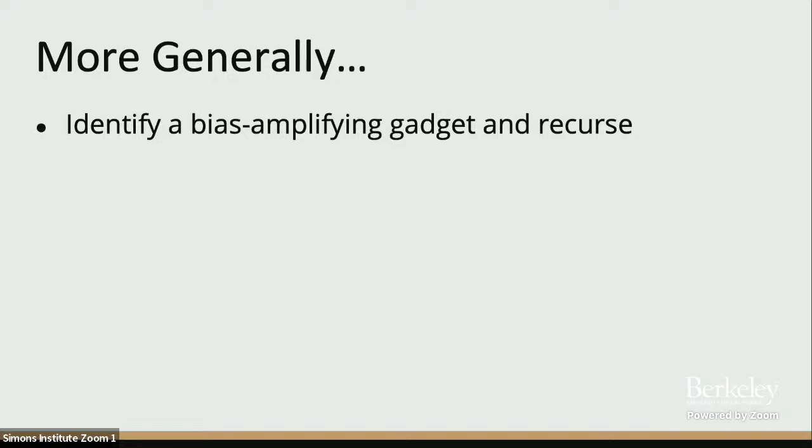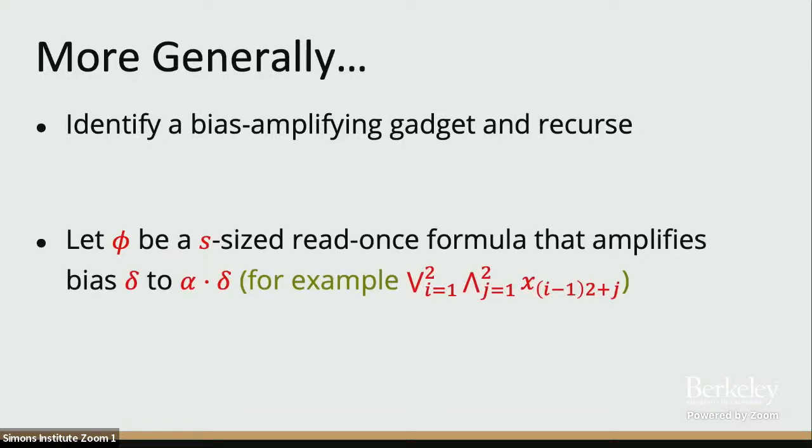Okay, so more generally, what we are doing is we are identifying a bias amplifying gadget, and we are recursing. In the previous few slides, the bias amplifying gadget was the tribes function, but now maybe we can choose some other gadget and then recurse on it. Let's say we still want the gadget to be a read-once Boolean formula. Then let's say phi is a read-once Boolean formula that amplifies bias from delta to alpha times delta.